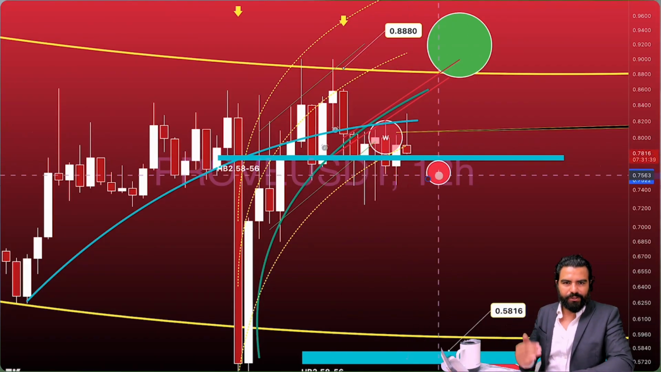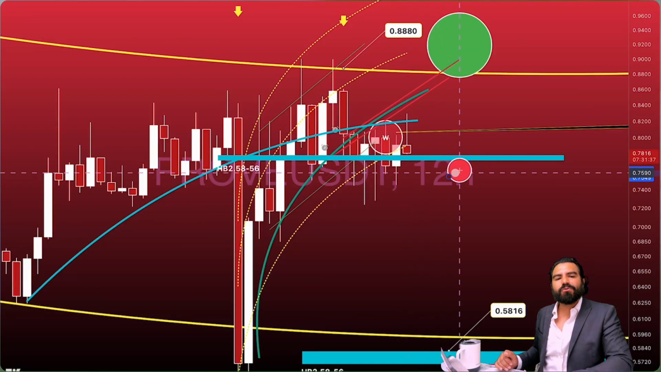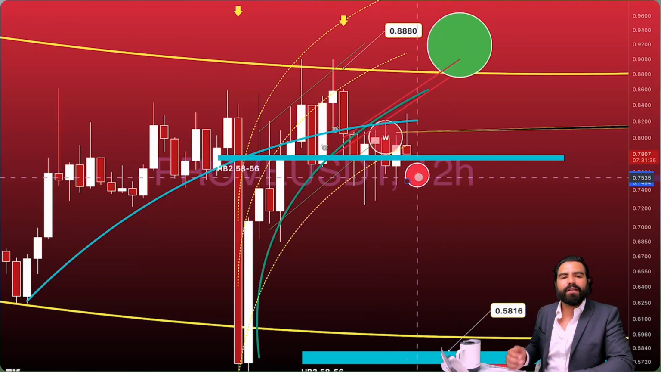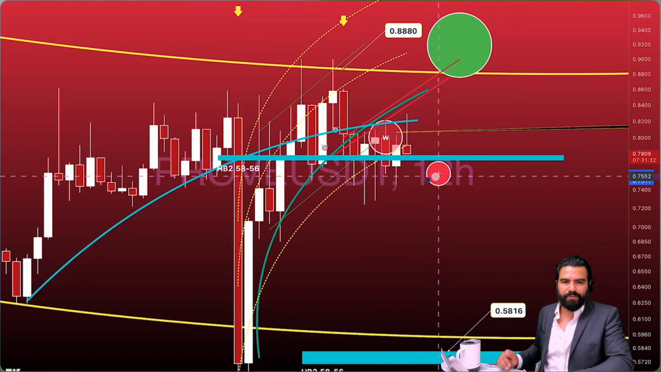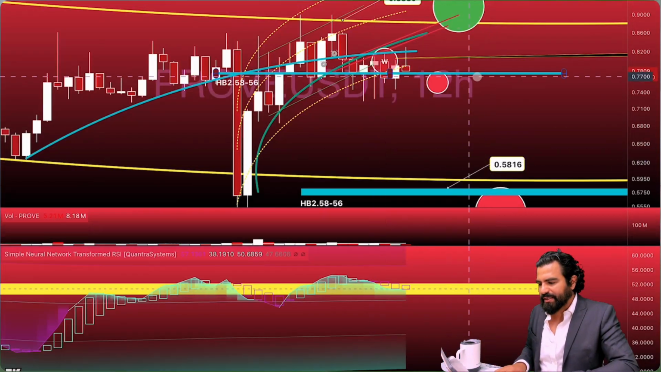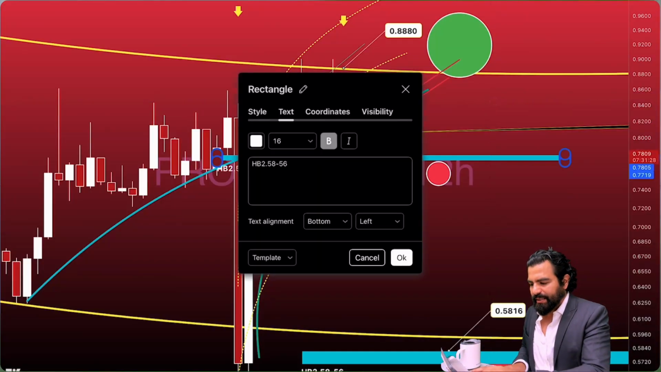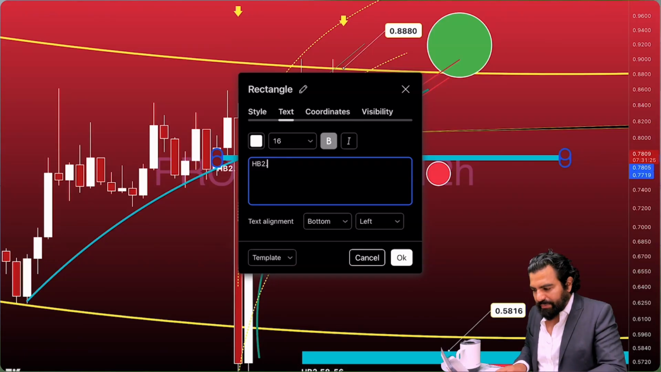As it's battling, you can see the next sign of weakness would appear when we get closes below here approximately, or even structure, which is even more important. And in any case, HB2 is going to be approximately at 78. So I'm going to put the word HB2 at 78 cents.